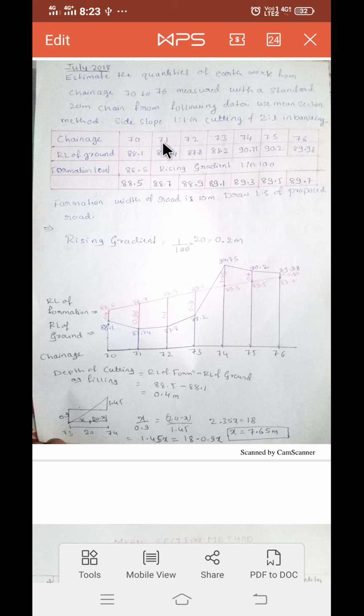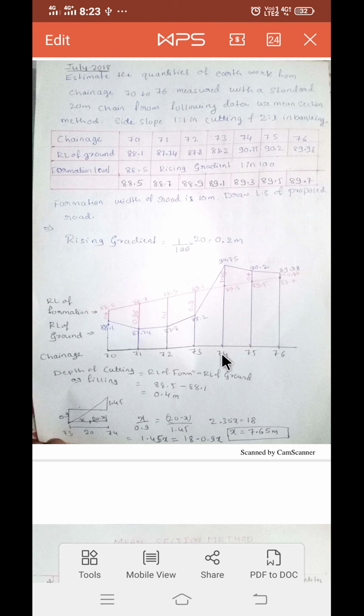So at 71 chainage, the RL of the ground is 87.74, a little bit lesser than this. At the same time draw the formation level, that is 88.7. Now at 72 the RL of the ground is 87.8, a little bit higher than this one, and the RL of formation is 88.9.